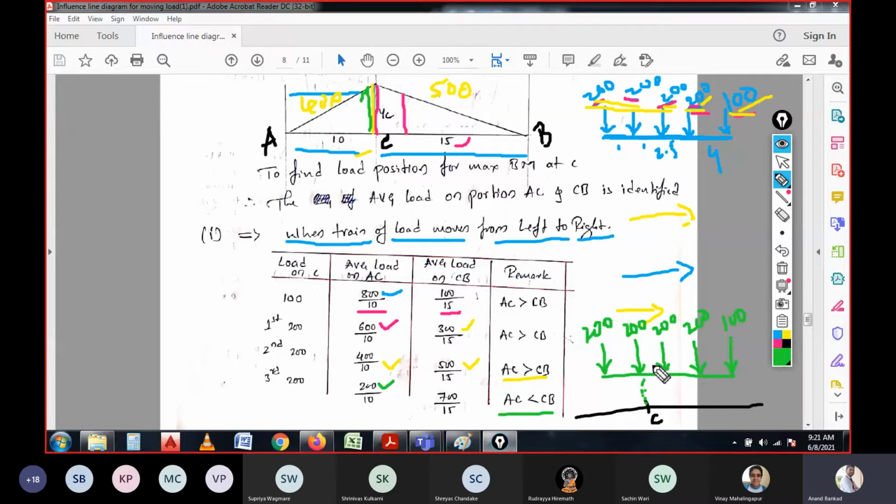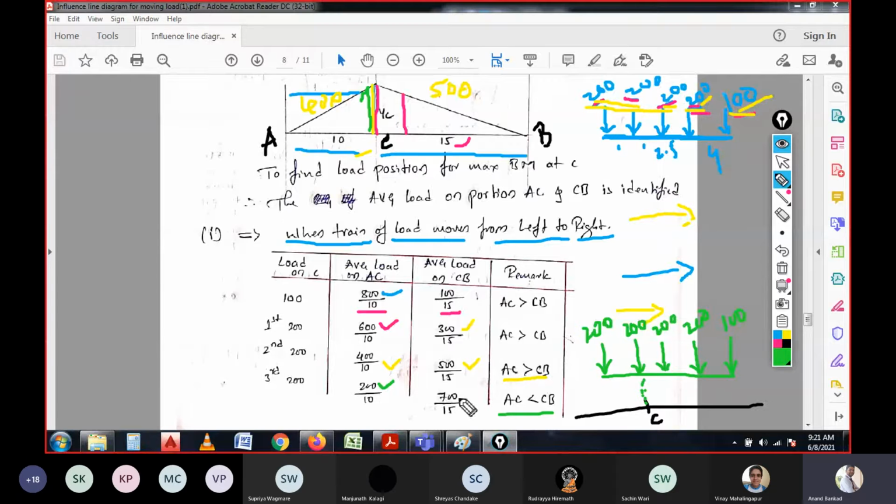If you have any doubts regarding this, please let me know. Sir, the remaining on CB, 500 kilonewton has to be there, sir. 700 by 1500. Which one, for the second or the third one? Third one, yes.